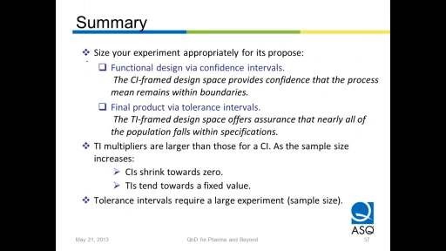And so in summary then, we need to size the experiment appropriately for the purpose. If it's functional design, we'll use confidence intervals. That isn't so bad. But if it's final product and using tolerance intervals, we're going to have to make a larger experiment to accommodate that. Because of the TI multipliers being larger than those for the confidence interval. The sample size increases, of course, then we get the degrees of freedom, and it becomes less of an issue. But for the typical sample sizes or degrees of freedom that you have for an experiment, it does become an issue. So the tolerance intervals will require a larger experiment than the confidence intervals.